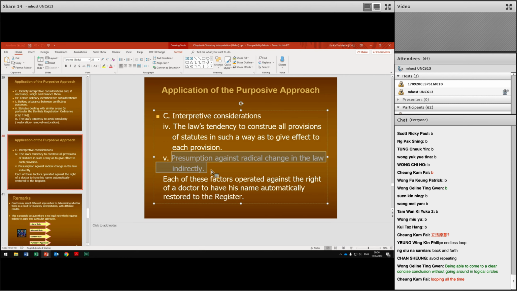The court should try to find the true meaning of the legislation instead of amending the legislation. Amending the legislation is not the job of the judge. Okay? It's not the job of the judge. The job should be left to the legislature. That's the Legislative Council. But in this case, all the factors point to the same direction. Each of these factors operated against the right of a doctor to have his name automatically restored to the register.